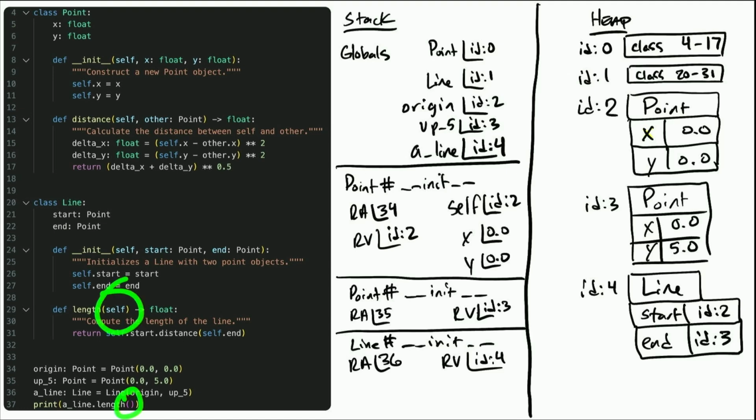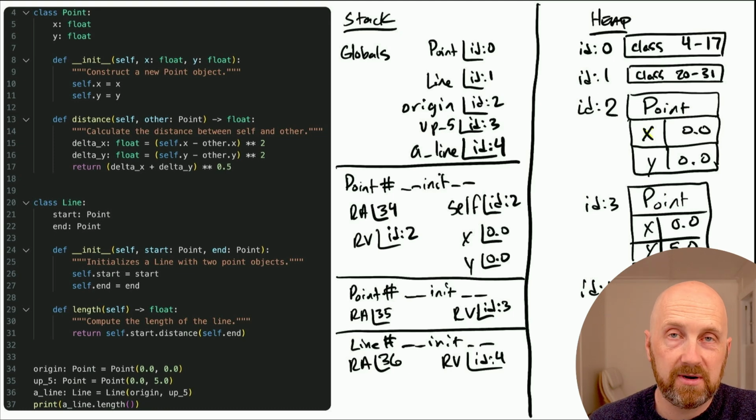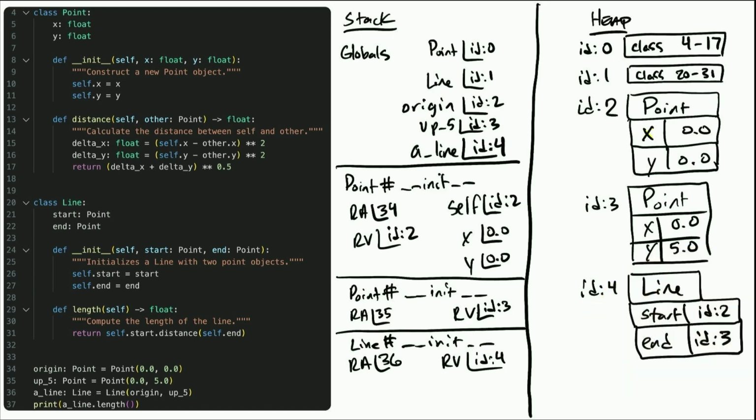That's okay because there are no parameters besides self. And remember, self is implicit. Self is going to be the reference a line. So self will be assigned ID4. And now for a method call, unlike a constructor, we're not going to shorthand method calls. It's okay to shortcut the init methods, but for every other method call, we're going to be explicit here.